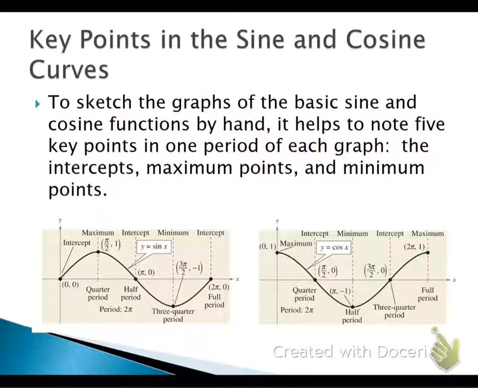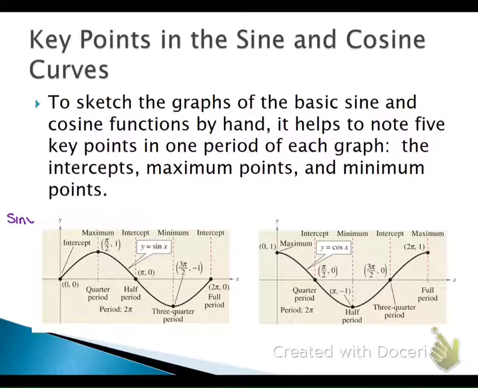Alright, so let's talk about the key points in sine and cosine curves. There's 5 key points that you need to know, and it tells you in here that it's the intercepts, the maximum, and the minimum points. But just like all the other functions, remember we had a parent table that we could make our transformations and all of that from. So we're going to have parent tables for sine and cosine as well.